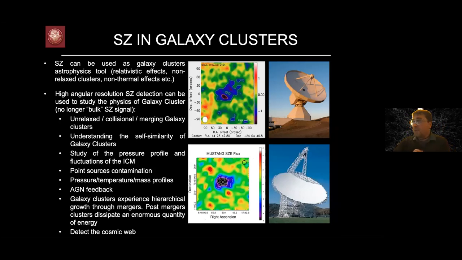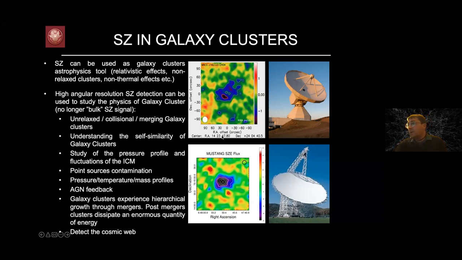Of course, we can do more. We can use the Sunyaev-Zeldovich effect to study the astrophysics of galaxy clusters, for instance, to study relativistic effects, and to study non-relaxed clusters, because not all clusters are relaxed. Some of them are just undergoing merging effects, non-thermal effects, and stuff like this. This is the science that is being carried out mainly by two experiments around the world. One is MUSTANG and MUSTANG-2 at the GBT that you know very well. And the other one is NIKA2 in Spain. MUSTANG-2 works at 90 gigahertz from a 100 meter telescope, while NIKA2 works at 150 and 220 gigahertz from a 30 meter telescope.